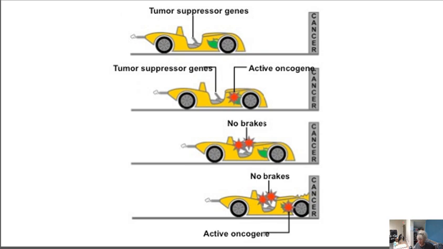RB1, or retinoblastoma 1, inhibits the elongation factor 2. It also blocks the G1 to S phase. That's a good thing. We want the checkpoint. Unblocked, unregulated, loss of function will result in retinoblastoma and osteosarcoma, or bone cancer.